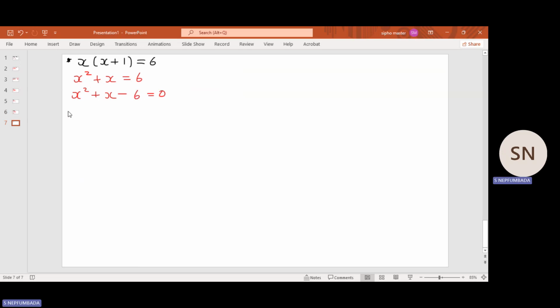Are we good? Then on this one we can factorize, or we use the quadratic formula. To obtain x squared, here is x, here is x. Then we've got 3 and 2. This one is plus, this one is minus. Then x plus 3 is equal to 0, or x minus 2 is equal to 0. Therefore, x is equal to minus 3, or x is equal to 2.